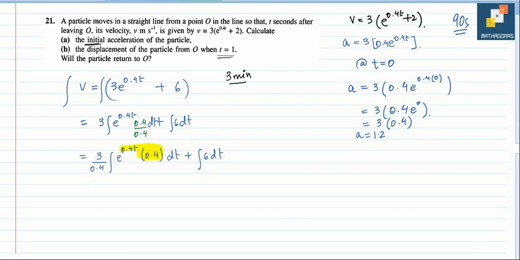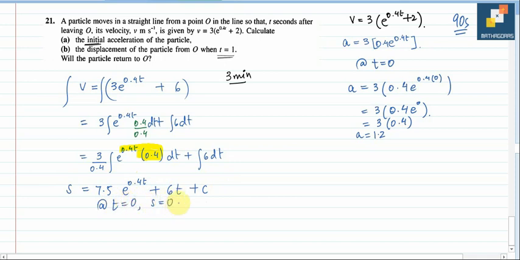So it will be 3 divided by 0.4, and it equals 7.5. So it's 7.5. The integral of exponential is exponential, that means e to the power 0.4t, plus the integral of 6, it's 6t, and you have plus c. So when this is your displacement, when t is 0, displacement is 0, that means the value of c you will get, it's 0 as well. Now you have the expression for displacement, 7.5 e to the power 0.4t plus 6t.